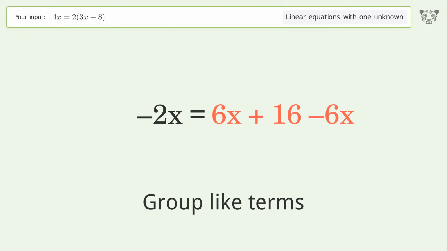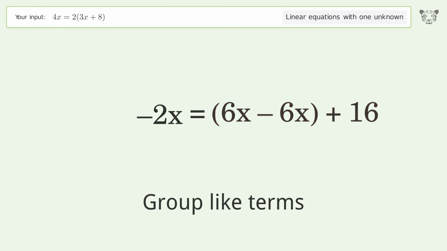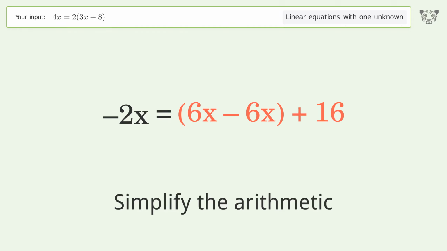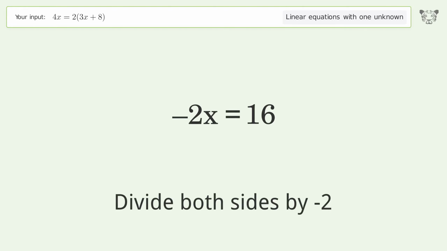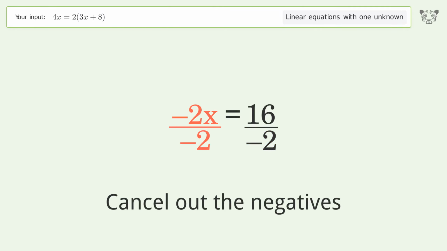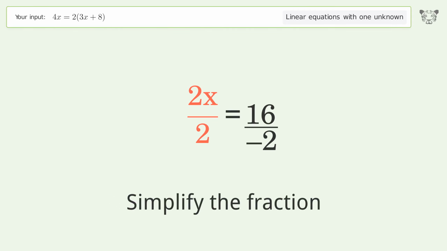Group like terms. Simplify the arithmetic. Isolate the x. Divide both sides by -2. Cancel out the negatives. Simplify the fraction.